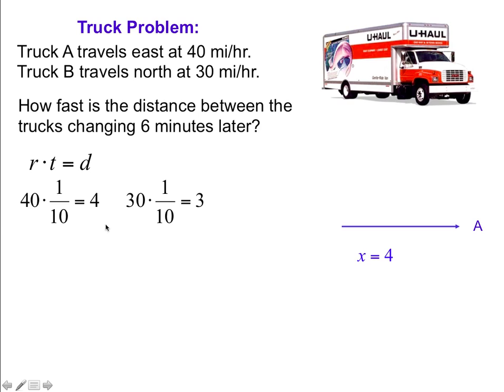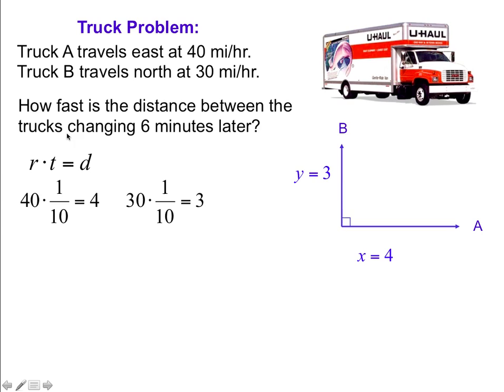Truck B, traveling at 30 miles an hour for that same 1/10 of an hour, is going to be 3 miles north. So after 6 minutes, truck B is up here at 3 miles north of the starting point. Truck A is here at 4 miles east of the starting point. The starting point's right here.